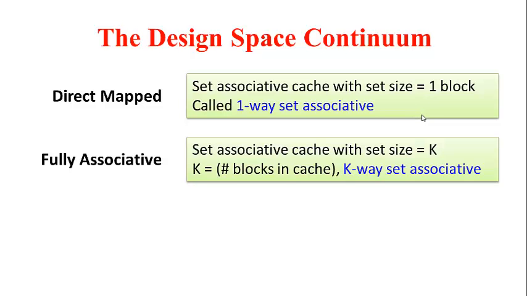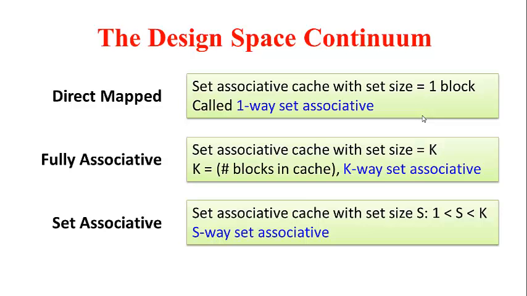So we can also call this a k-way set associative cache. And the set associative cache we looked at is something with a set size in between 1 and k, and this would be called an S-way set associative cache, where the set size in terms of number of blocks is S. Well, isn't that a neat way of putting together these apparently different looking designs in the same perspective? I told you memory system has several appealing things in its design, and this is one of them.